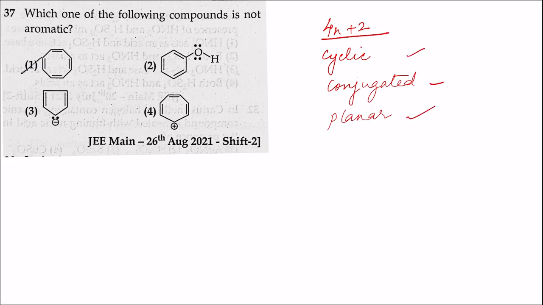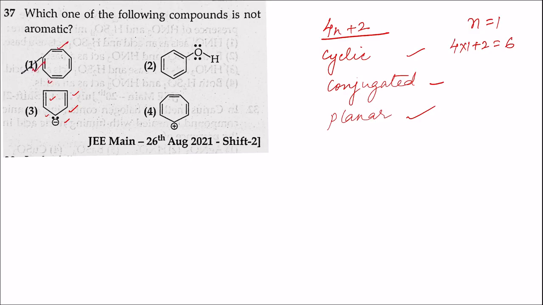Now, following these rules, structures 2, 3 and 4: the number of rings is 1, so n is equal to 1. So according to this, the total number of electrons will be 4 into 1 plus 2, which is equal to 6 pi electrons. So structures 2, 3 and 4 have 6 pi electrons according to Huckel's rule, and they have a conjugated structure, alternate double and single bonds, and in structure 3 there is double, single and then a lone pair, again single and then double. And in structure 1, the number of pi electrons is 8.